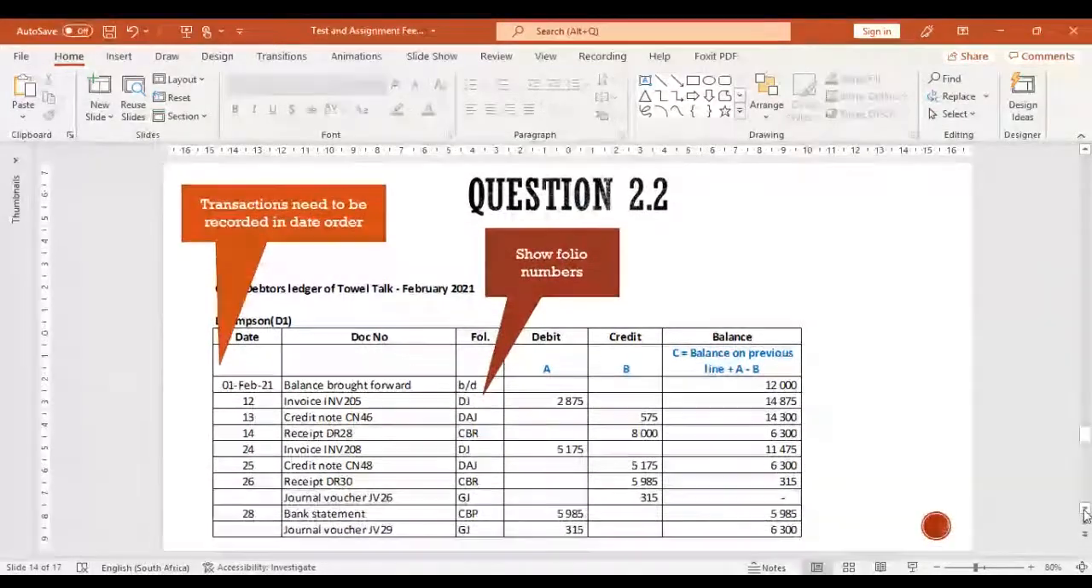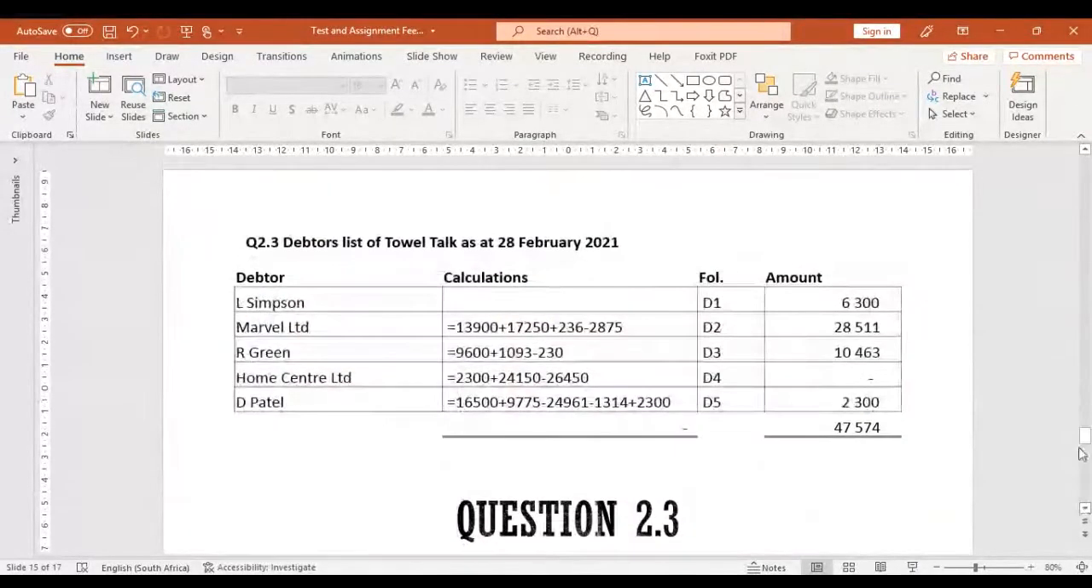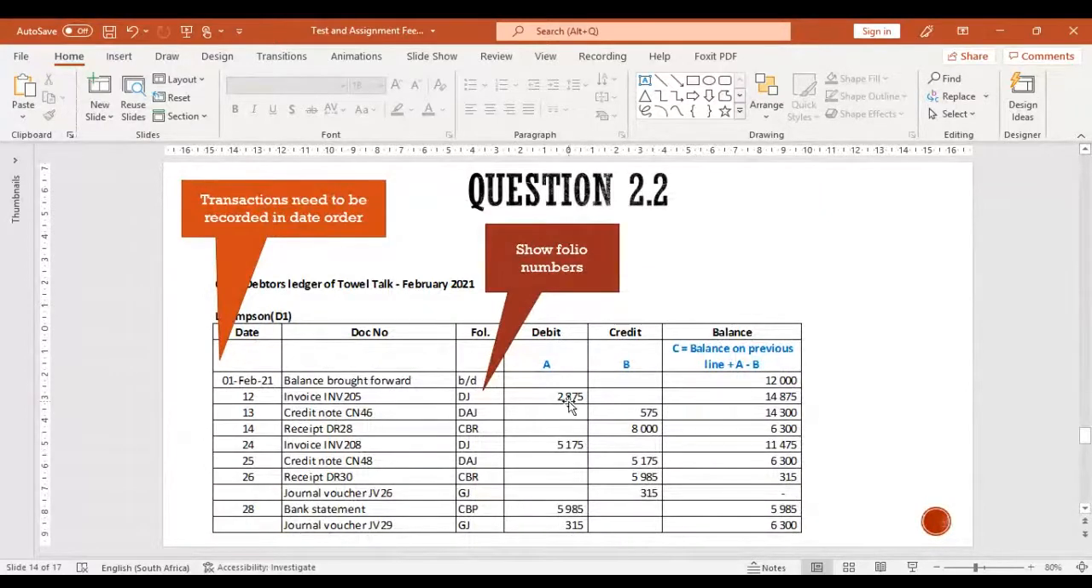For question 2.2, what a lot of students did incorrectly is they swapped the debits and the credits around. We were looking at debtors, and a lot of you treat it as creditors. Another thing is students did not put it in date format. So that means your balances here at the end were incorrect for most of the transactions. Most students did not include the folio number. The folio number is what journal the information was captured under, and you lost marks if you did not include that.